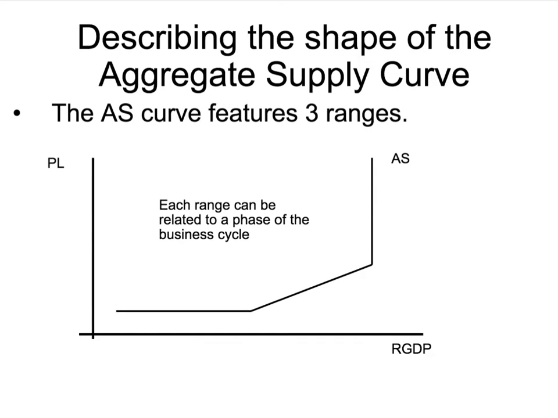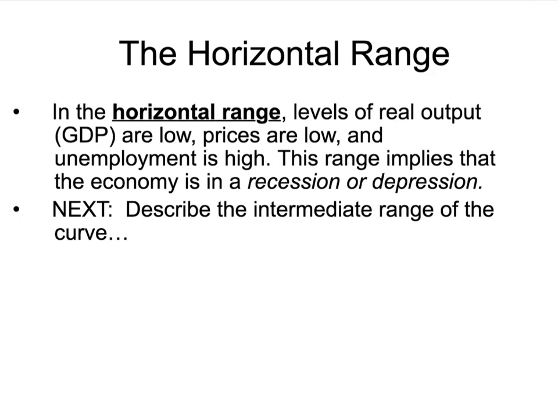Now the Keynesian model views it as three separate ranges, and basically they look at a recession phase of the economy, an expansionary phase of the economy, and then a peak in the economy. And that horizontal range, price levels not rising much, and so the economy is in a recession as low levels of output mean generally low price levels.